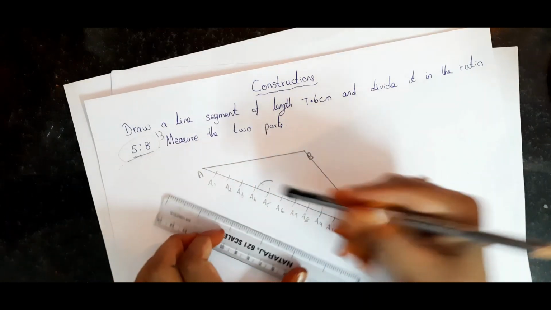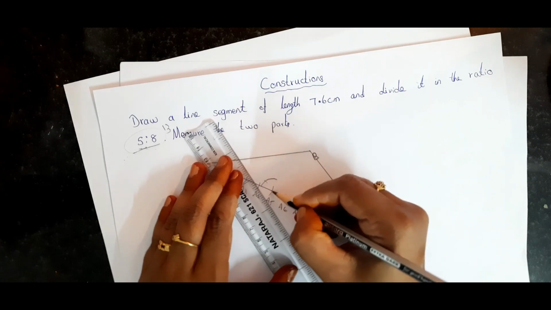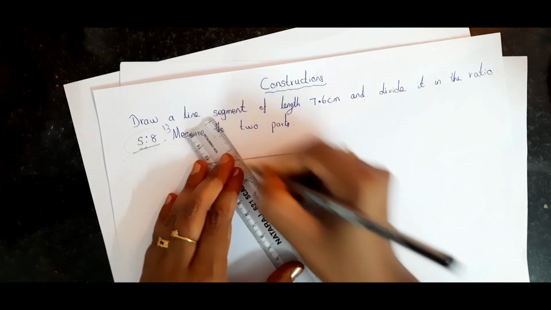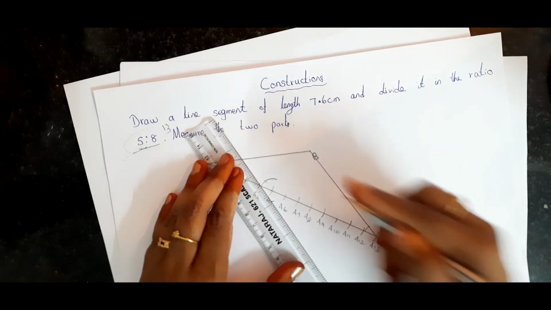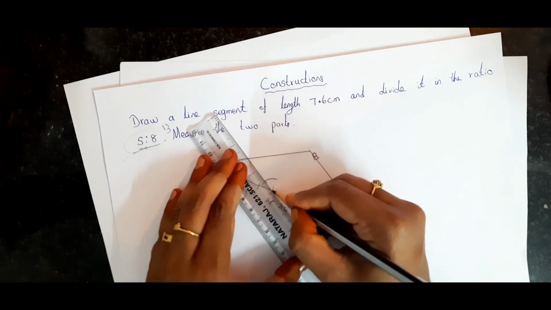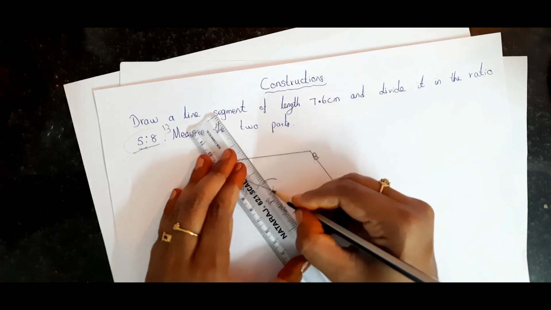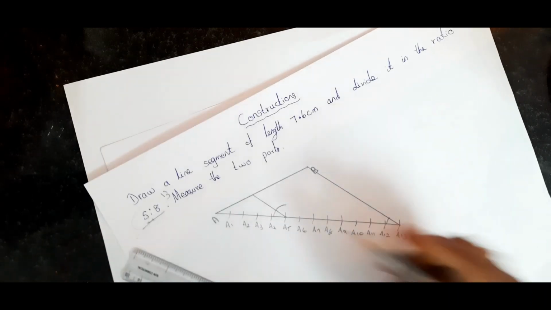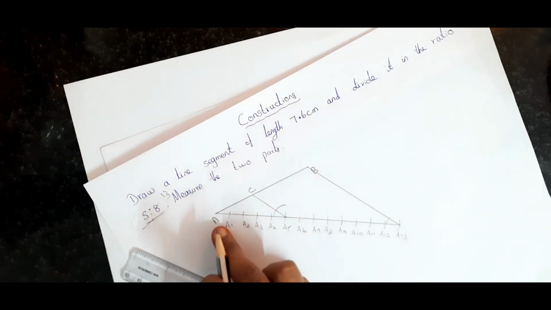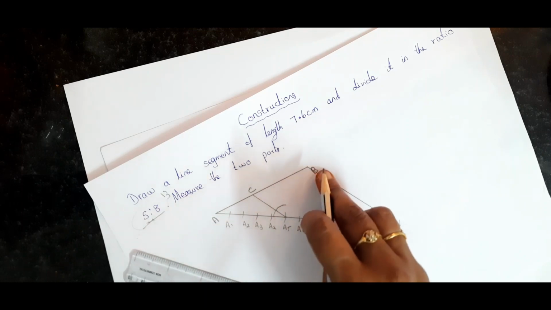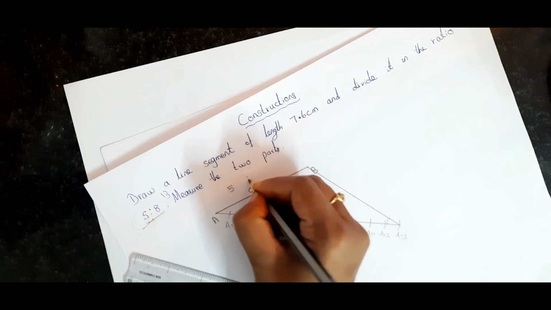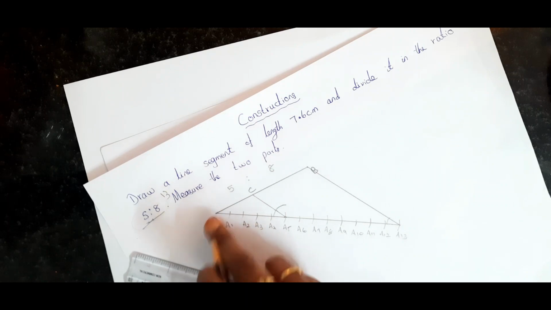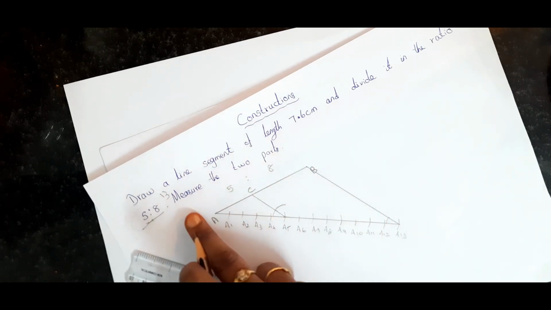Now using a scale and pencil, from A5 through this point, we need to draw a line. That line is parallel to this line, right? So using a scale, you should draw a parallel line, okay. Now we have drawn a parallel line. Now this point is C. Now you see, we have divided the line segment AB in the ratio 5:8.